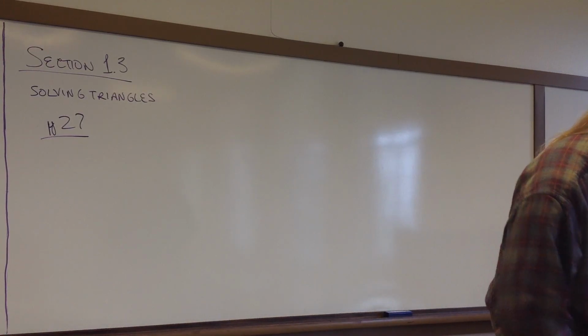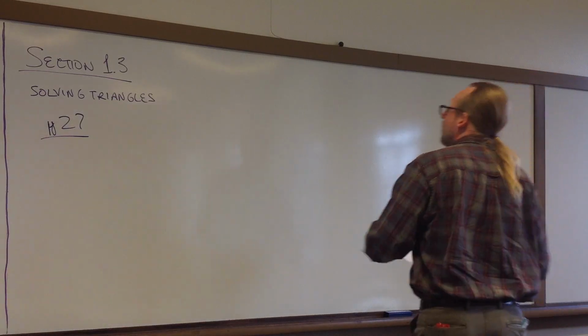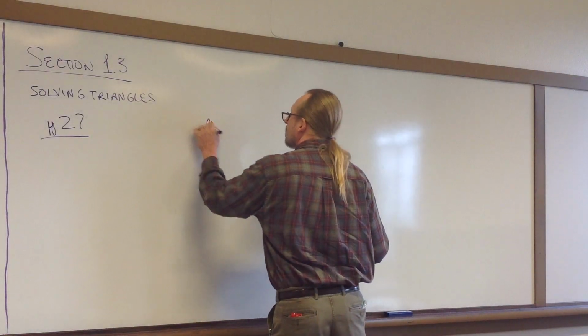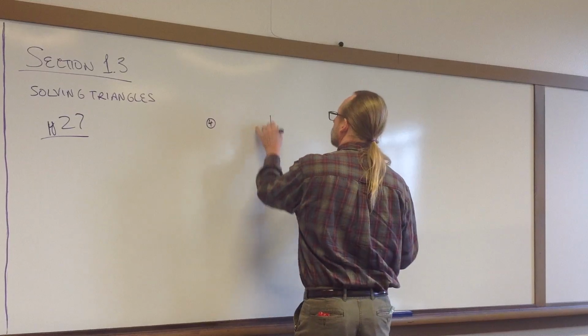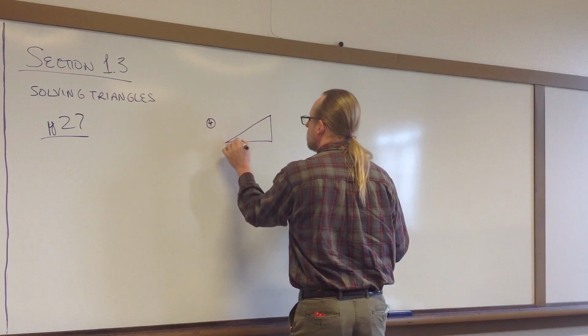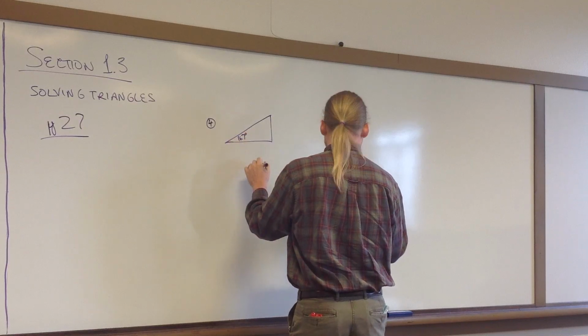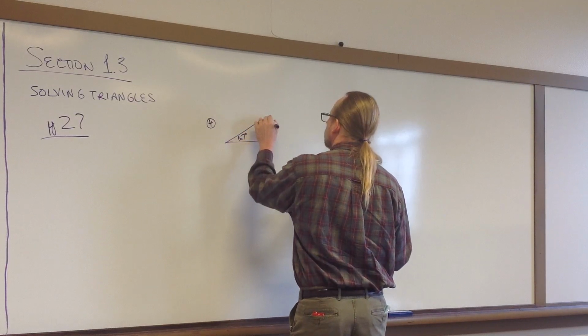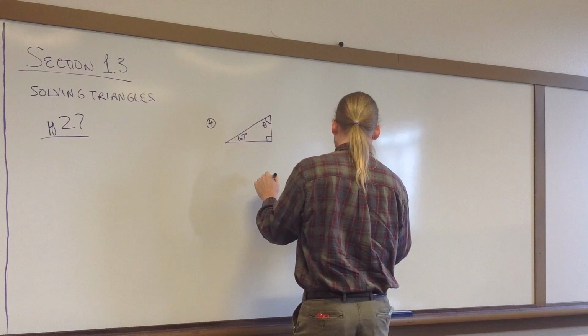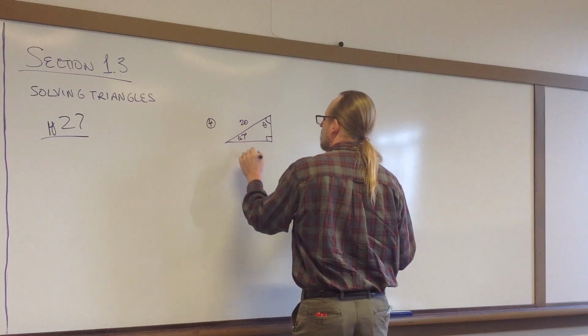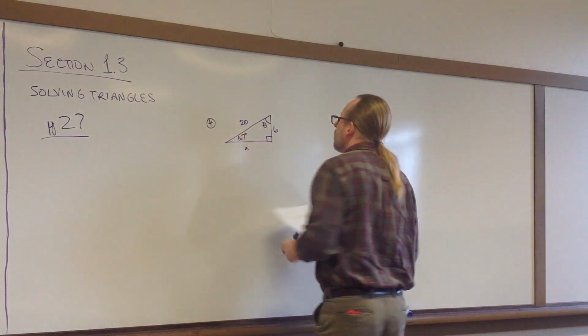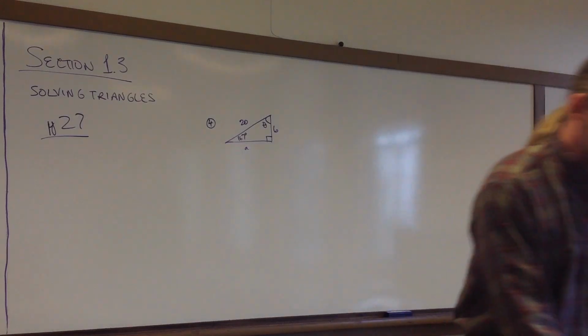All right, problem 4. We've got our triangle, and this angle down here is 16.7 degrees. We've got a right angle there. I'll call that one theta. And our hypotenuse is 20, and we don't know the other two sides.